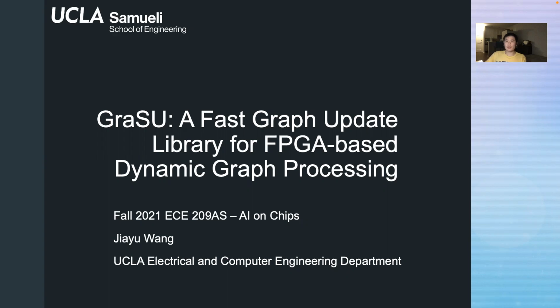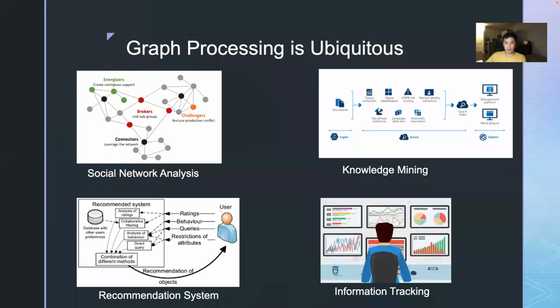Today I will talk about a fast graph update library for FPGA-based dynamic graph processing called GraSU, which comes from Huazhong University of Science and Technology. Before talking about what GraSU is, I would like to show that graph processing is ubiquitous in our daily life, like social network analysis, information tracking, recommendation systems, knowledge mining, and so on.